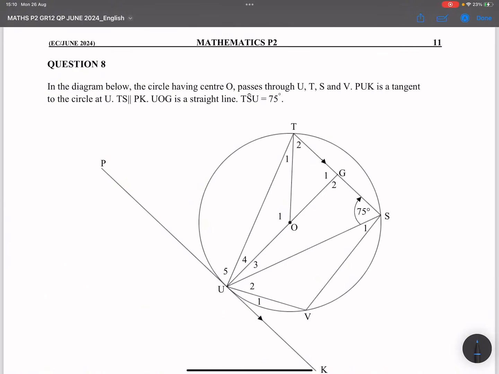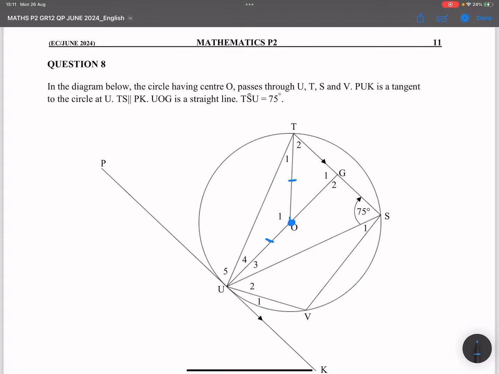And now for our favorite section, Euclidean geometry. In question 8, they say in the diagram below, we've got the circle having a center O. And by the way, ladies and gents, if you've watched my videos on this section, the moment they say center, I'm going to mark my radii. So that means OT is equal to OU. Those are my two radii. That makes triangle OTU an isosceles triangle.